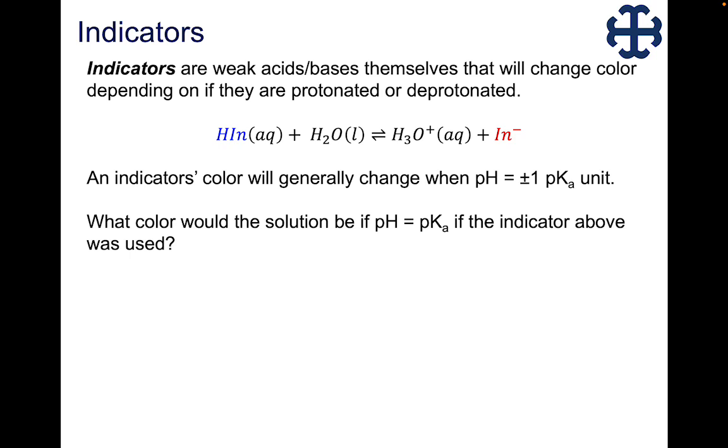Think about that for a sec, and the answer, assuming you remember your color wheel, should be purple, right? We should get an intermediate color between blue and red because we will have both species present when our pH is about equal to our pKa. And so if we mix blue and red together, we should get purple, okay?